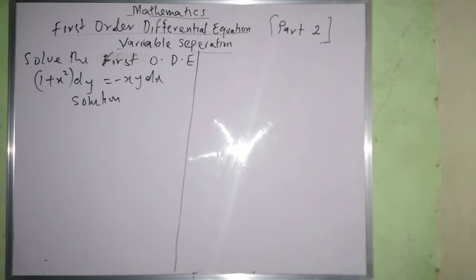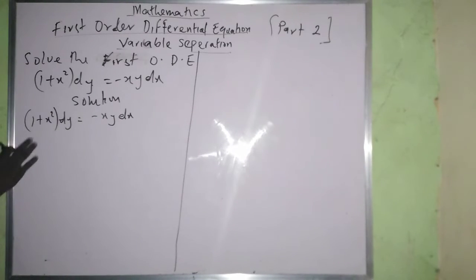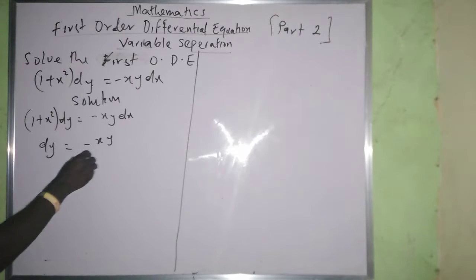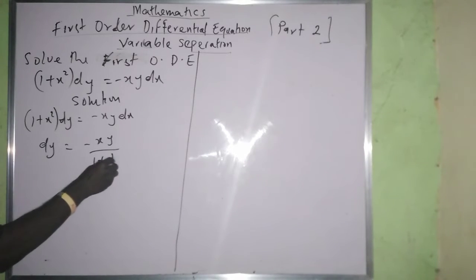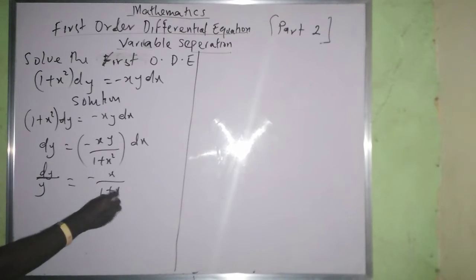If I have this type of problem, the first thing I want to achieve is x on one part, y on one part. If that is achievable, it means I'm okay. What am I going to do here? I have 1 plus x squared, bracket of dy, equals to minus xy dx. Now I will divide both sides, so I'll be having dy equals to minus xy all over 1 plus x squared, bracket of dx. Multiplying both sides by 1 over y, I'll be having 1 all over y dy equals to minus x all over 1 plus x squared dx.